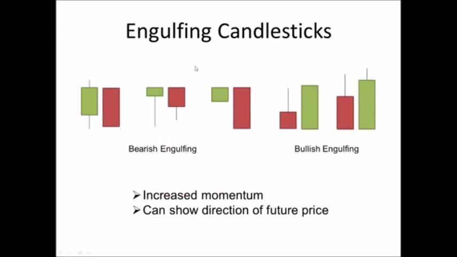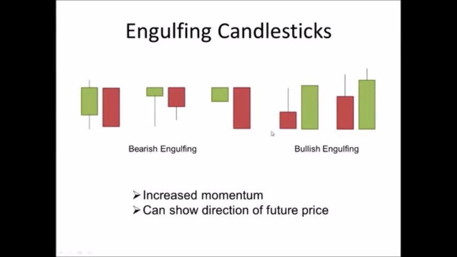So here are three examples of bearish engulfing candles. You'll notice that these bearish engulfing candles engulf or overshadow the candle previous. And here are two more examples of bullish engulfing candles. So the candles engulf or overshadow the candles previous. Obviously, a bearish engulfing candle is when the closing price is lower than the opening price, and a bullish engulfing candle is when the closing price is higher than the opening price.